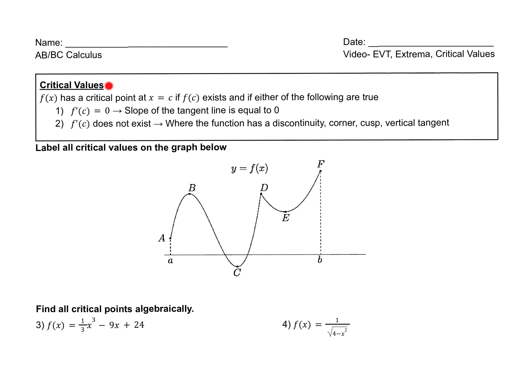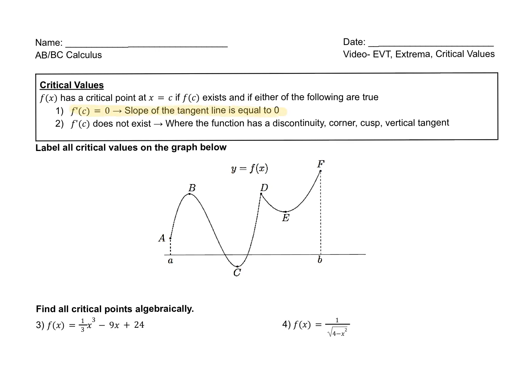So again, we have a critical value of f of x if f prime, the derivative, is equal to 0, or f prime of c, the derivative at c, does not exist. So the derivative at c equaling 0 means we're looking for a slope of a tangent line to equal 0. And f prime of c does not exist means where the function doesn't exist, where it has a discontinuity, a corner, a cusp, or a vertical tangent, right? Where I can't take the derivative.